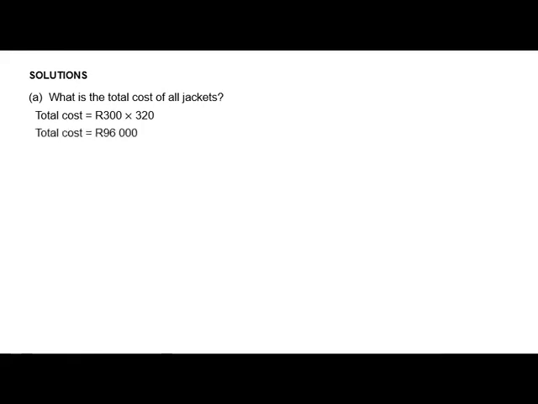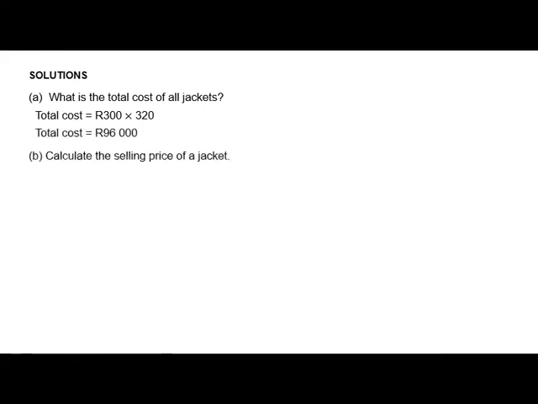Let's answer this. Solutions. I will start with the first question. What is the total cost of all jackets? We had 320 jackets and we bought them for 300 Rand per jacket. So the total cost will be 300 Rand times 320, and that will give you 96,000.